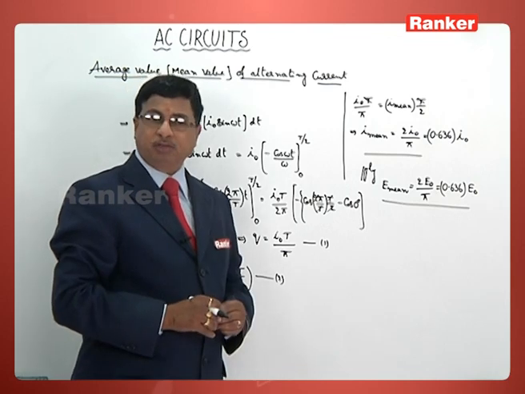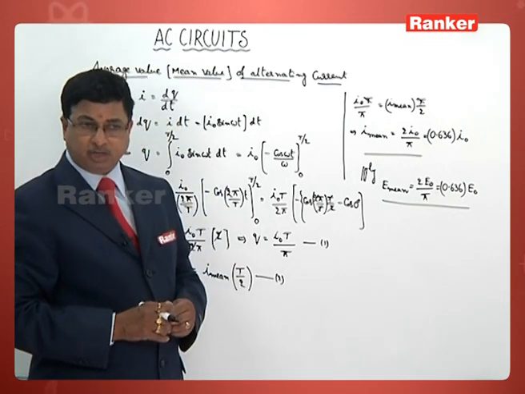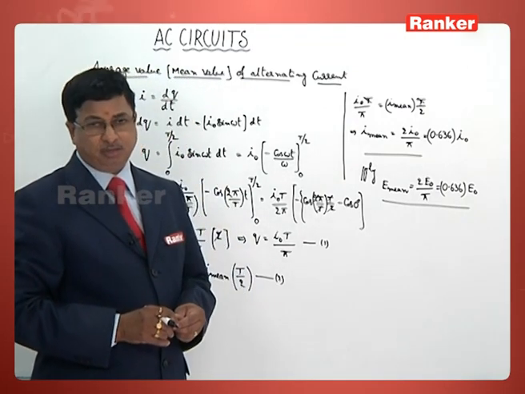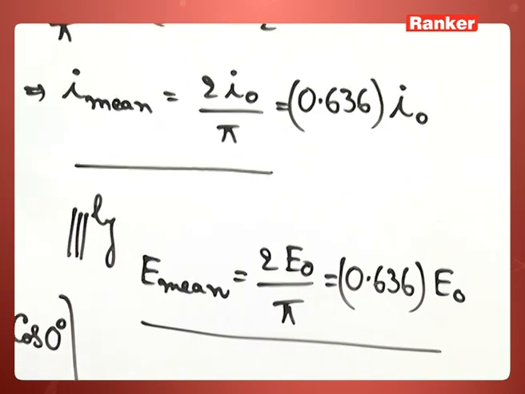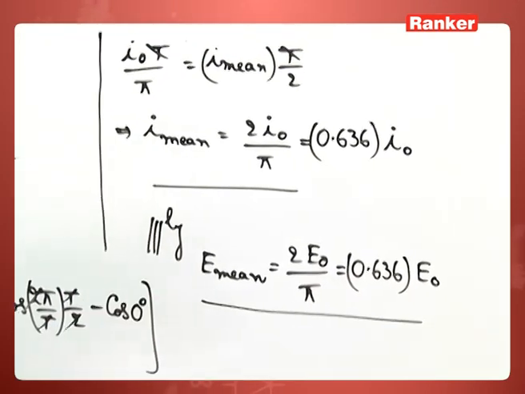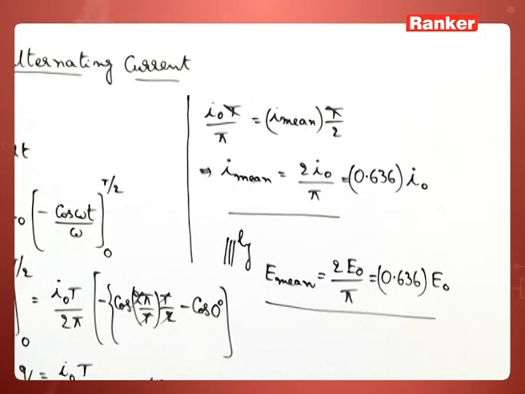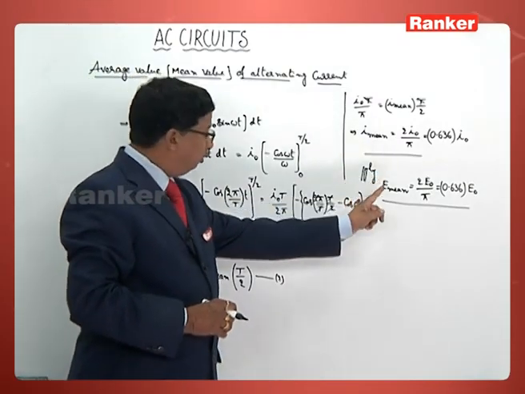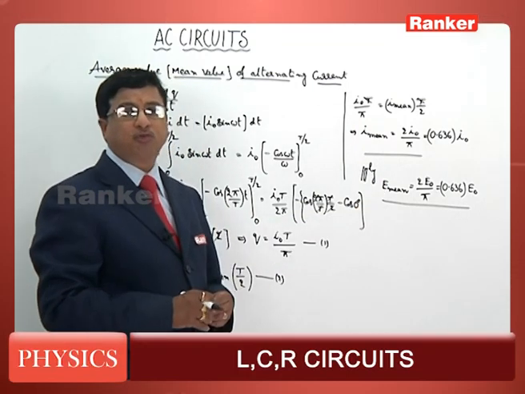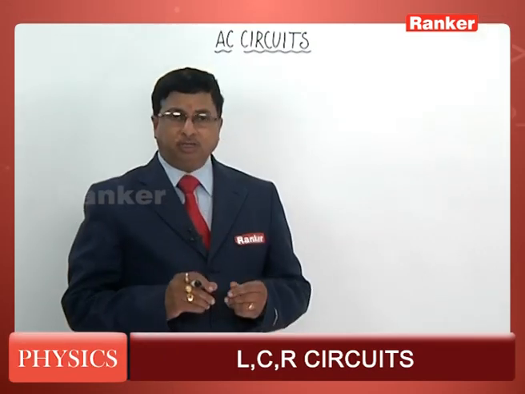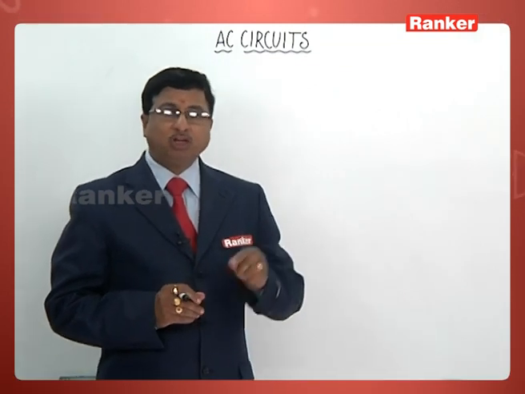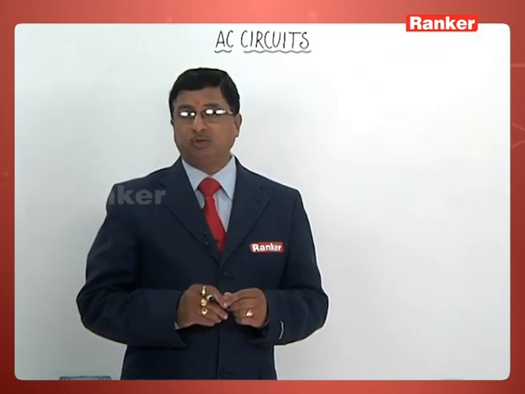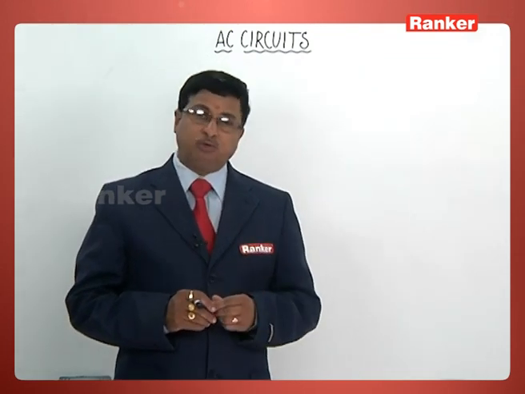Whenever we deal with average value or mean value of current, the basic formula will be 2 I naught by pi. Similarly, the mean value of alternating EMF we can write as 2 E naught by pi. These are two formulae one should remember. In the same manner, what is the RMS value of alternating current? That RMS value is also called the virtual value.